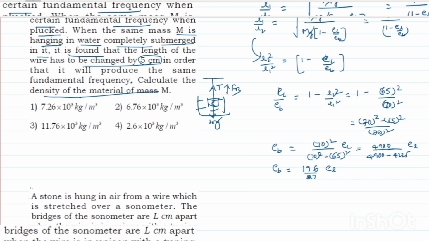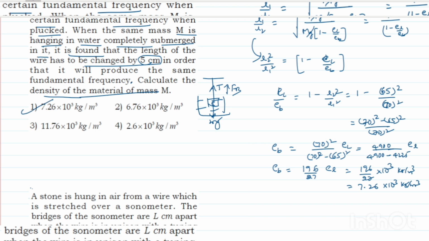So here it is given as density 196 by 27, completely filled, and they are asking to calculate the density of the material. Density of the liquid is nothing but 1 gram per cc, students. 1 gram per cc is nothing but 10 power 3 kg per meter cube, so it's 196 by 27 into 10 power 3 kg per meter cube. When you simplify 196 by 27, we get nearly 7.26 into 10 power 3 kg per meter cube.